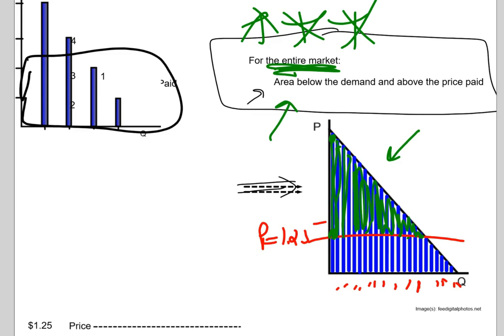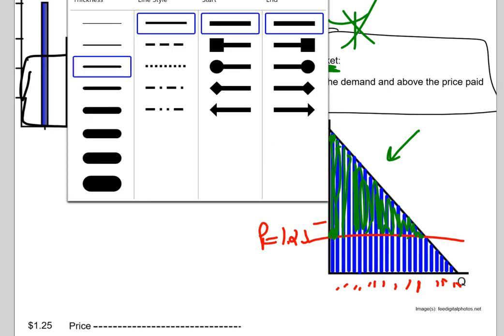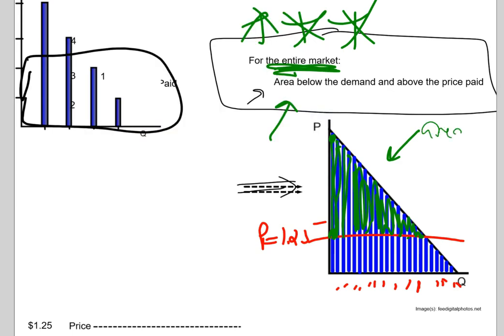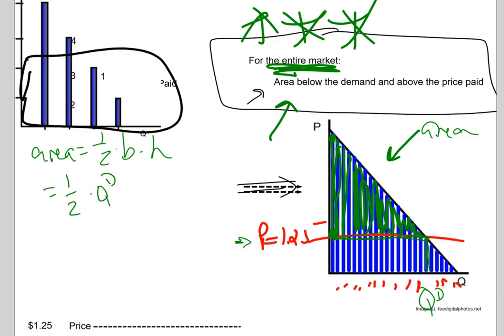So the area in green there is equal to 1/2 base times height, right? 1/2 base times height. Let's think about what those different pieces represent. So if we know what the price is, then where that price hits the demand curve, that's telling me the quantity, right? The quantity demanded. The base of that triangle in green is going to be equal to the quantity.